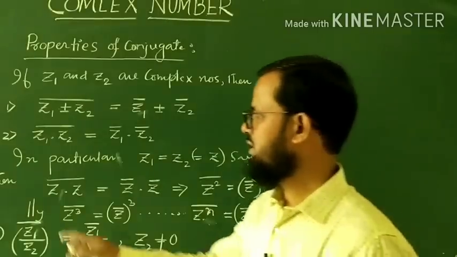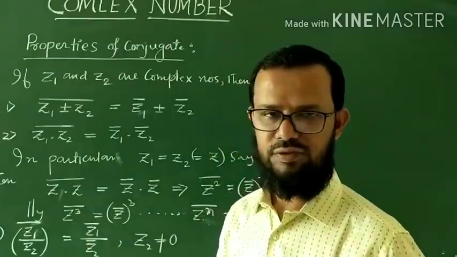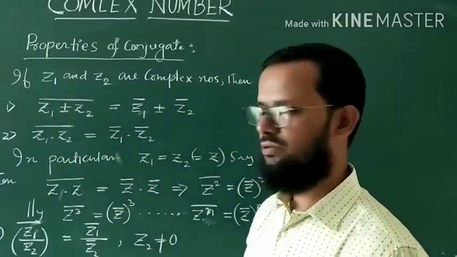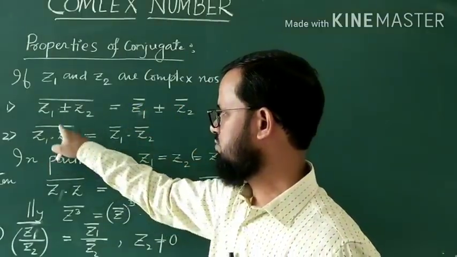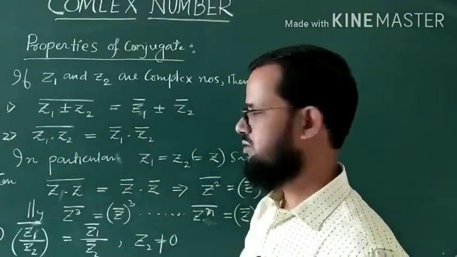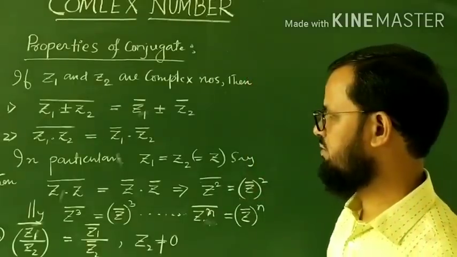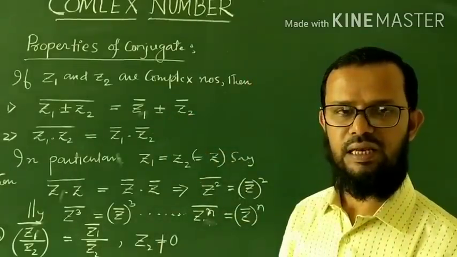Again, the second property: if you take the bar of the product of any two complex numbers, then the bar can be separated. That means the conjugate can be separated. (Z1 Z2) conjugate equals Z1 conjugate into Z2 conjugate. Okay, this is the property. In particular, this result can be illustrated.